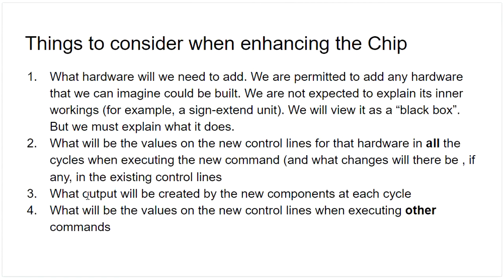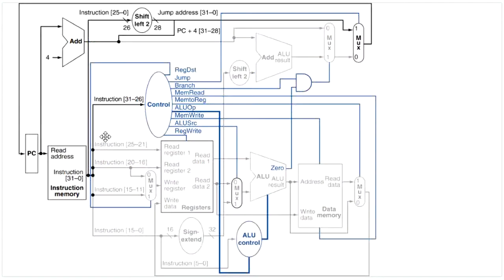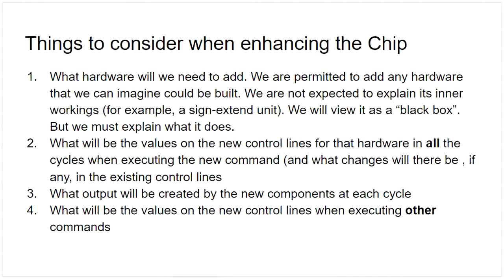Also, we need to write what output will be created by the new components in each cycle. If we're talking single cycle, we just need to talk about one output. But if there's some new piece here, if it's 5 cycles, then there's going to be 5 different outputs. Maybe some of them are irrelevant, but we need to explain what they're going to be in each cycle. Or when they're relevant and when they're not relevant, we need to say. In the examples that we're going to do today, they're all going to be single cycle, so it makes our life easier. We don't have to explain in every cycle what the output will be.